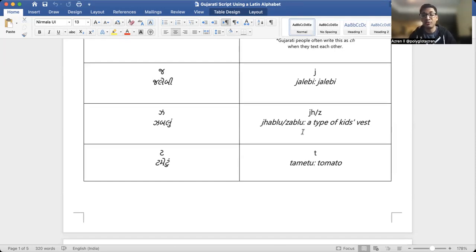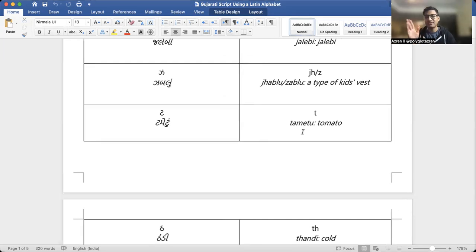There's not that many words with this letter, quite honestly. The only one that is even remotely common, and it really isn't even that common, you're not going to use it very often, is the word jablu or zablu. Kind of like a type of kid's vest, kind of, sort of. Anyway, it's not that important.